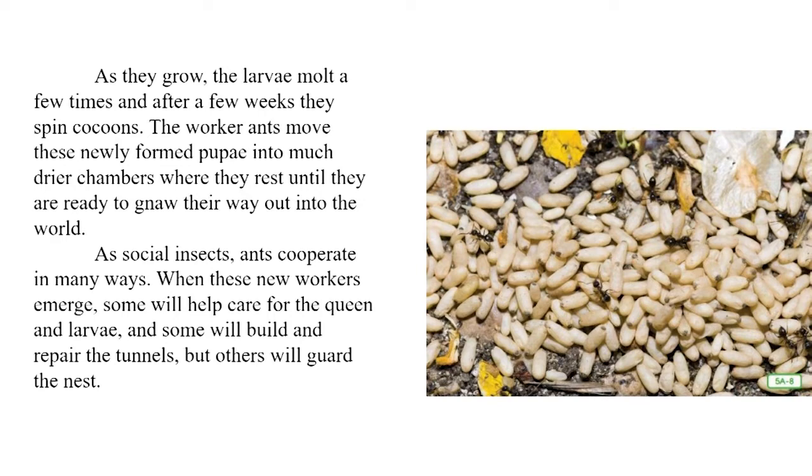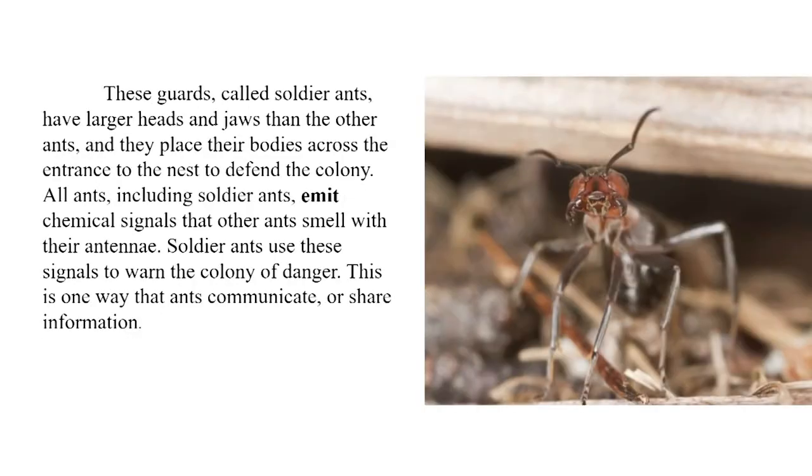As social insects, ants cooperate in many ways. When these new workers emerge, some will help care for the queen and larvae, and some will build and repair the tunnels, but others will guard the nest. These guards, called soldier ants, have larger heads and jaws than the other ants, and they place their bodies across the entrance to the nest to defend the colony.